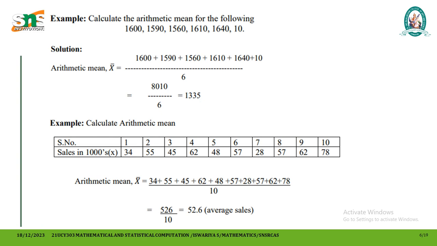The second problem is also a problem in the individual series. We apply the same formula, x bar is equal to summation x by n. Instead of summation x, I add all the values given in the question. By adding all these values, I get 526. For n, the number of values given in the question is 10. So I divide 526 by 10, and I get 52.6 as the answer.